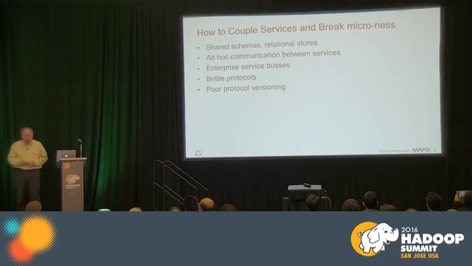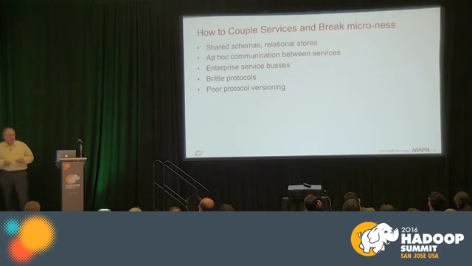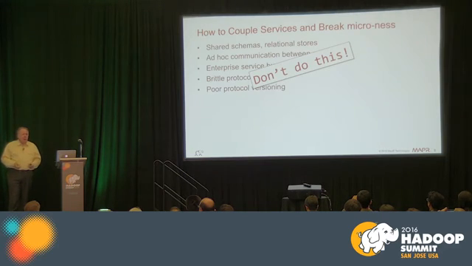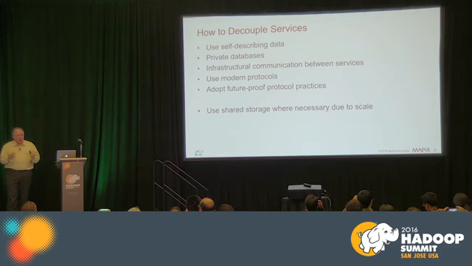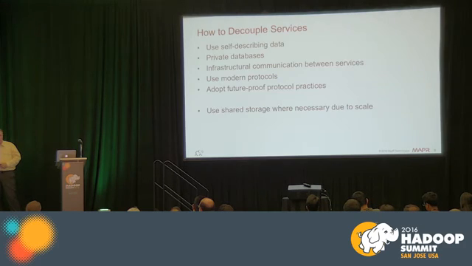Now, these are the traditional ways of coupling services together: sharing schemas, sharing relational databases, ad hoc communication technologies, enterprise service buses. All of this, I think, are things you should not do, even though they are very strong traditions. Instead, I think we should use self-describing data. We should use private databases. Databases are still critical. But to the extent feasible, they should be relatively local to individual services. There should be infrastructural communication. By infrastructural, I mean it's kind of like the air. Most of the application developers shouldn't even think about it.